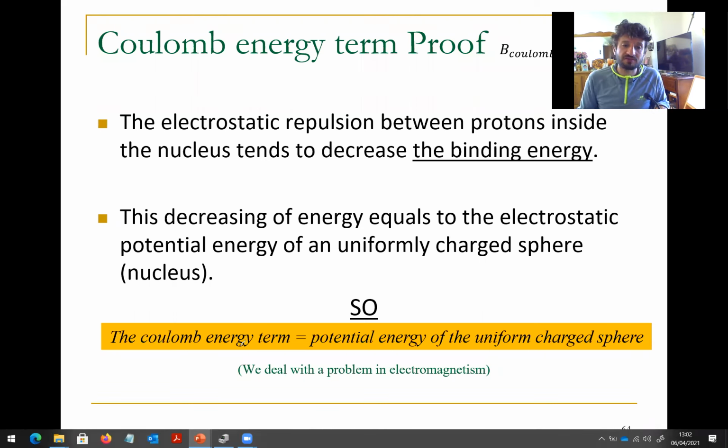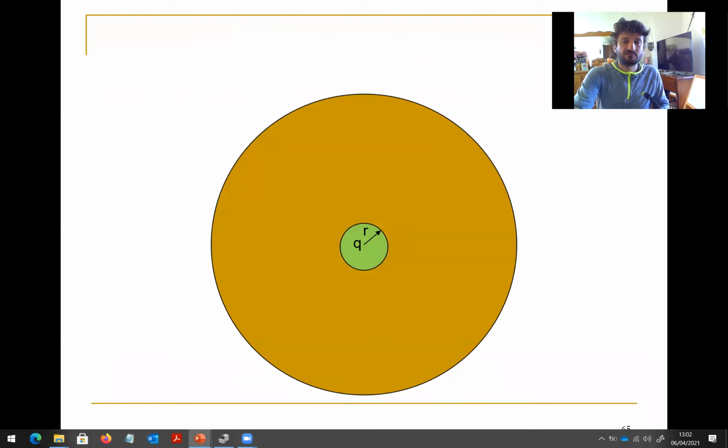So the Coulomb energy term, we can say B Coulomb equals the potential energy of this system of nucleus, of this quantity of charge. We can say PE or we can say U. So to calculate the Coulomb energy term, we have to calculate the potential energy of the uniform charged sphere. Here we deal with a problem in electromagnetism. Let me explain the physical meaning of this term.